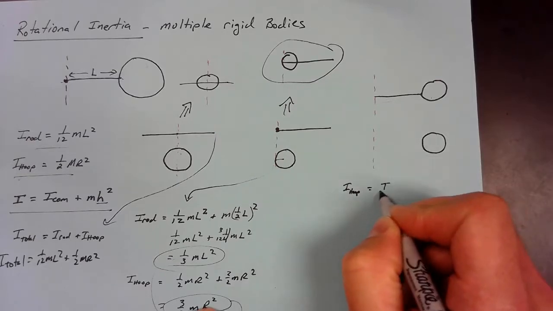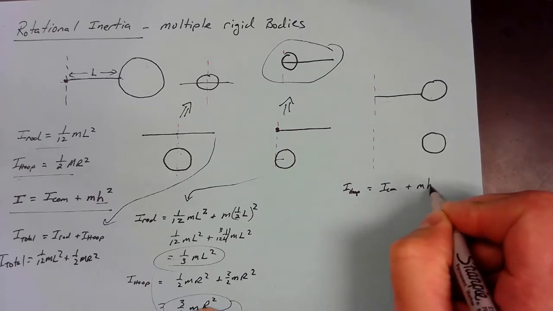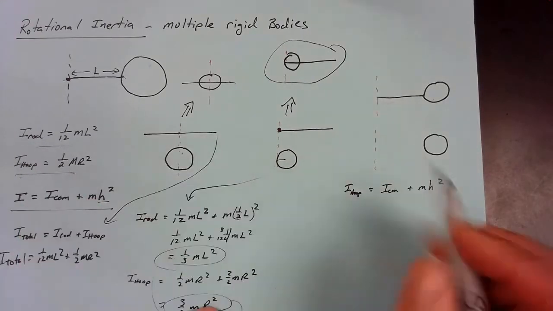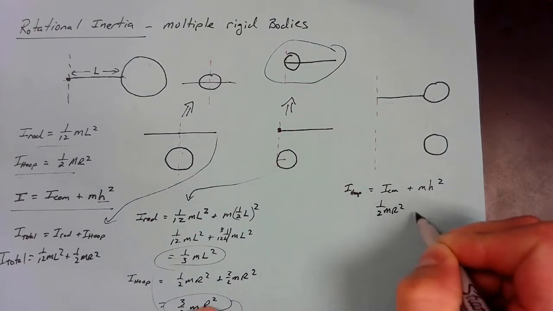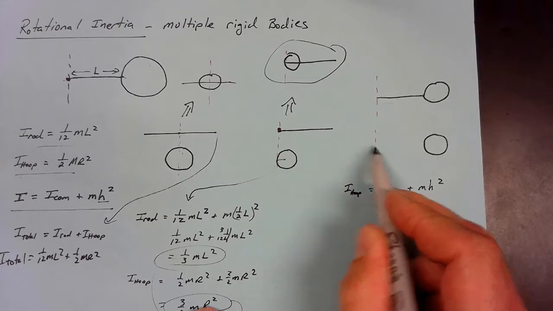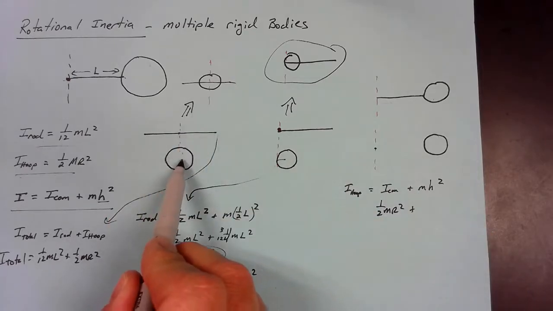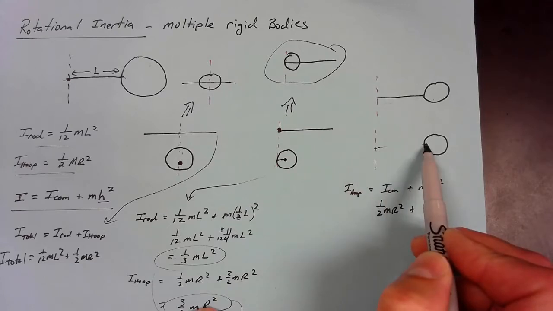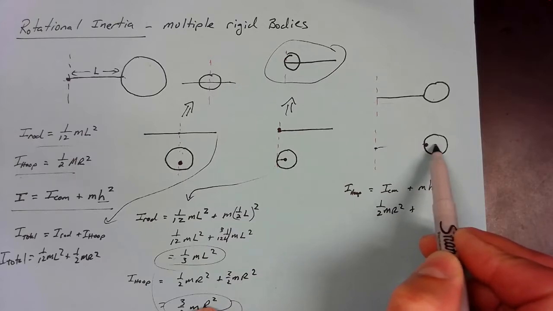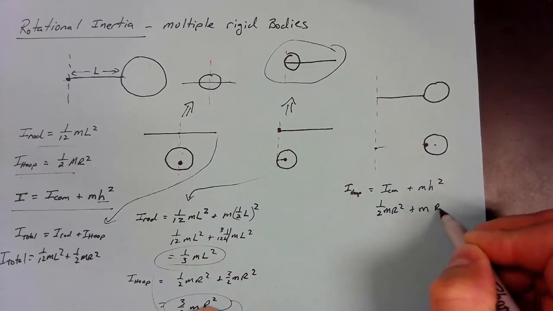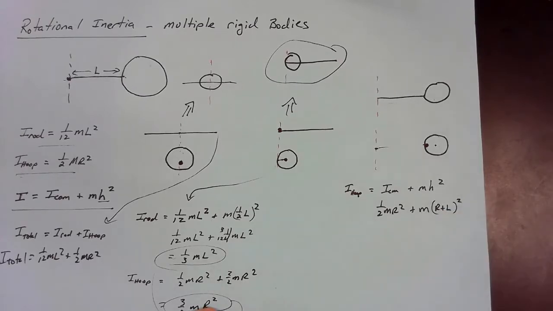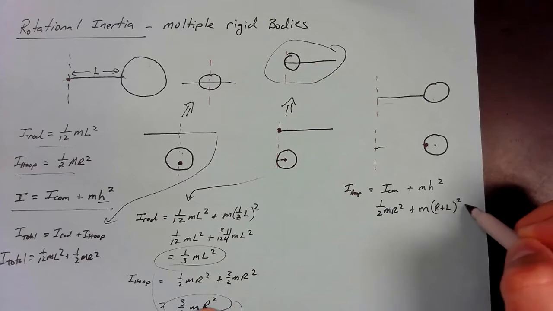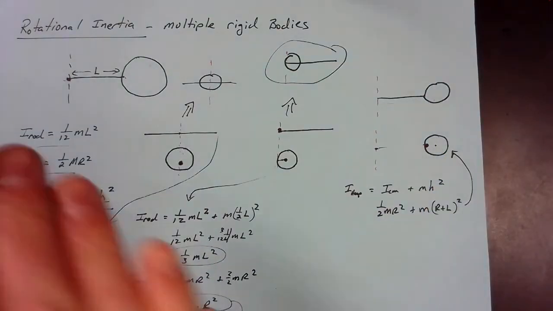So to find the new value for the hoop, we'd have to take the original of the center of mass plus mh squared, where the center of mass was 1/2 mr squared. And now we've moved this, and this is around its center. We moved it an r away plus an L. Right, so this edge is L away, but it was originally right there, so it's an R plus L away. And that would be the new rotational inertia of the hoop spinning around that axis in space.